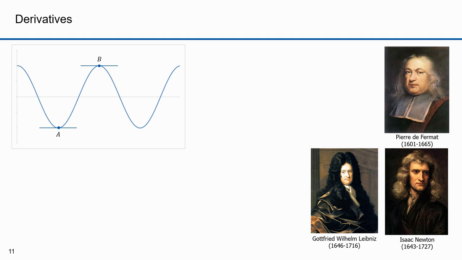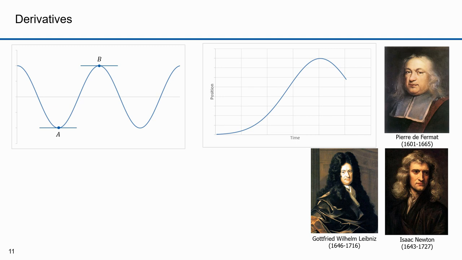Calculus comes in two forms, differential calculus and integral calculus. And here I want to talk about the derivative. The concept of a derivative was first formulated in the 17th century when Pierre de Fermat devised a way to find the smallest and largest points on a curve. The tangent line is horizontal at points A and B, where the function has a minimum or a maximum. The method to determine tangent lines turns out to be differentiation.